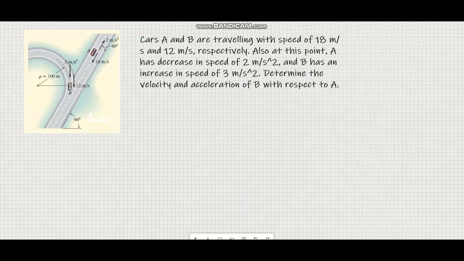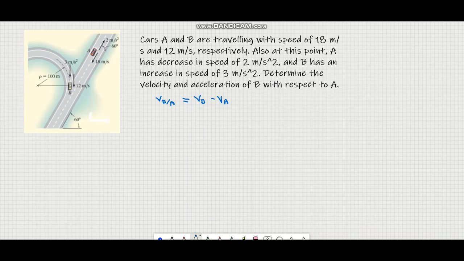So we need to take care of this curvilinear motion as well. What we need to know, we are gonna determine the acceleration and velocity of B with respect to A. So what we need to know is VB with respect to A, right? We know that this is VB minus VA in the vectorial form, right? We already defined this.